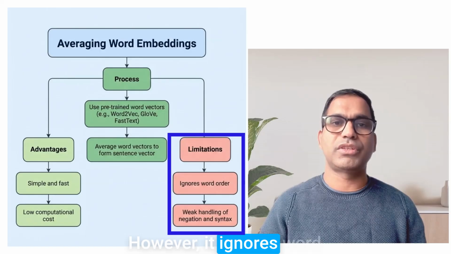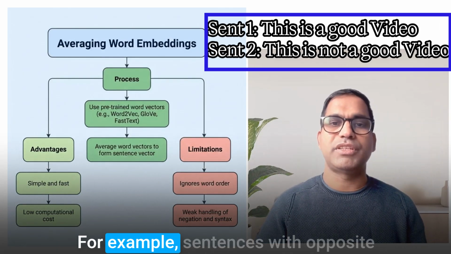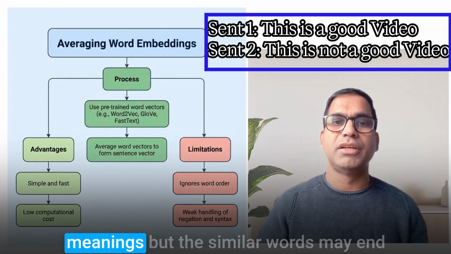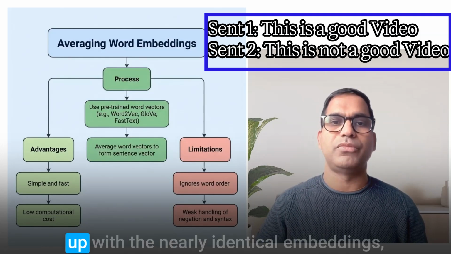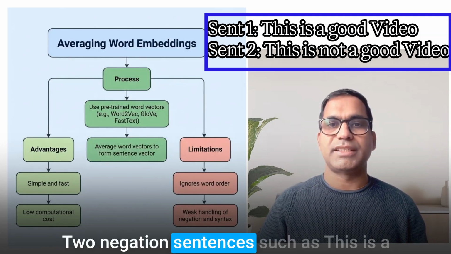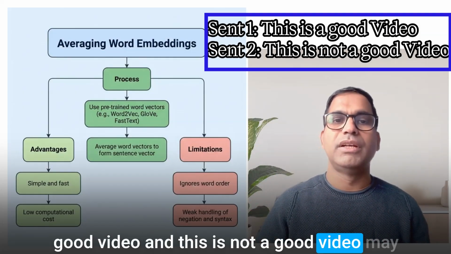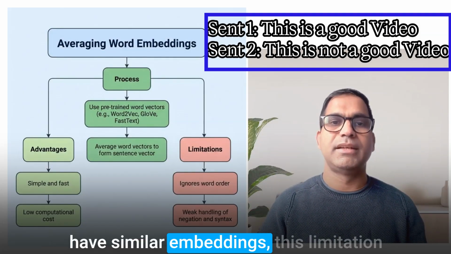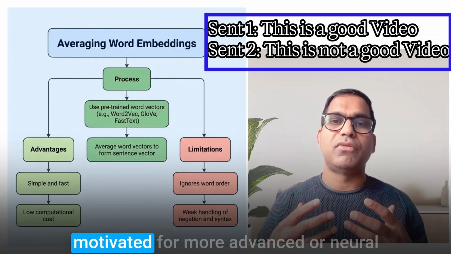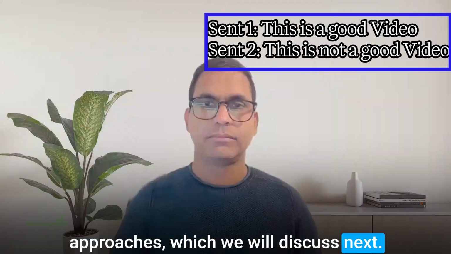However, it ignores word order and syntactic structure. For example, sentences with opposite meanings but similar words may end up with nearly identical embeddings. Two sentences with negation, such as "this is a good video" and "this is not a good video", may have similar embeddings. This limitation motivated more advanced neural approaches, which we will discuss next.